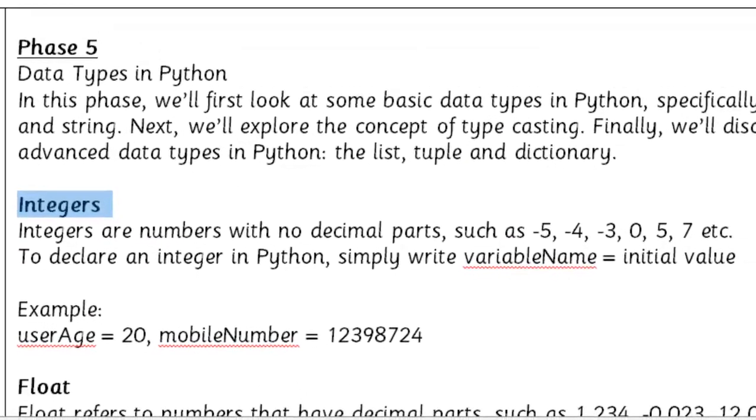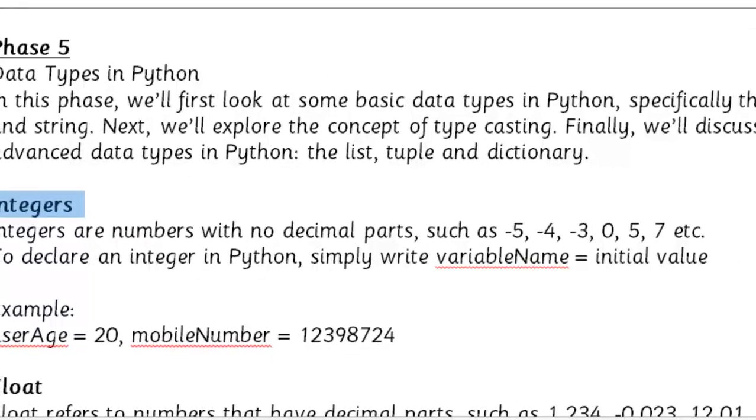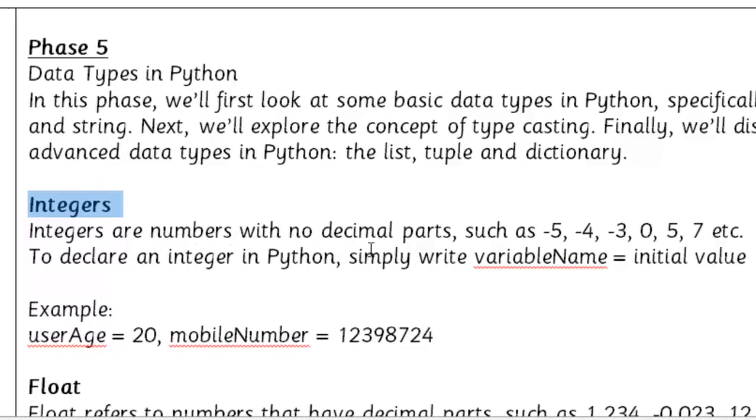Integers are numbers with no decimal parts, such as -5, -4, -3, 0, 5, 7, etc. To declare an integer in Python, simply write the variable name, any variable name that you can come up with, equals, and give that variable an initial value. Example, user age equals 20. A mobile number equals mobile number.